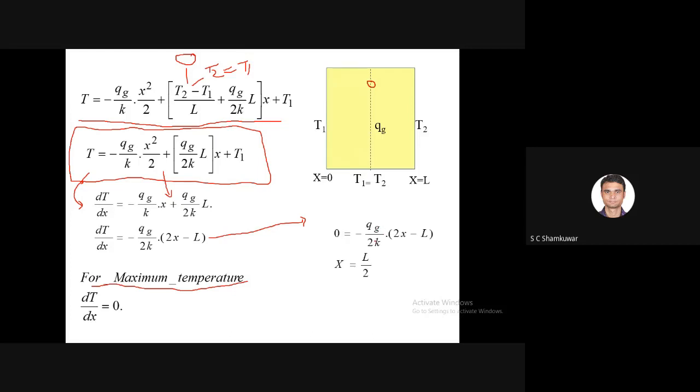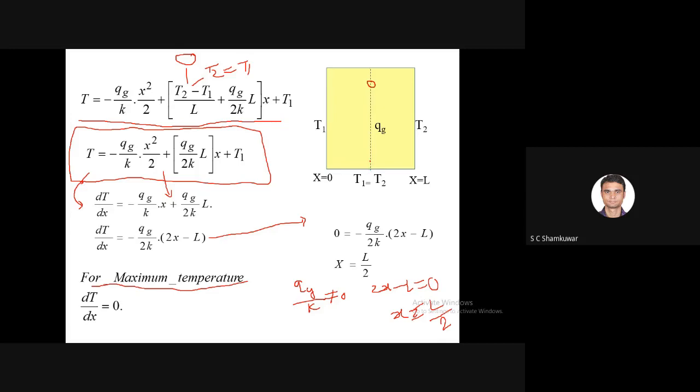So we write 0 is equal to minus Qg by 2k into (2x minus L) equal to 0. Now we have assumed there is heat generation, therefore Qg by k cannot be equal to 0. Therefore 2x minus L is equal to 0, so x is equal to L by 2. Means at a distance where x is equal to L by 2, we will get T max.